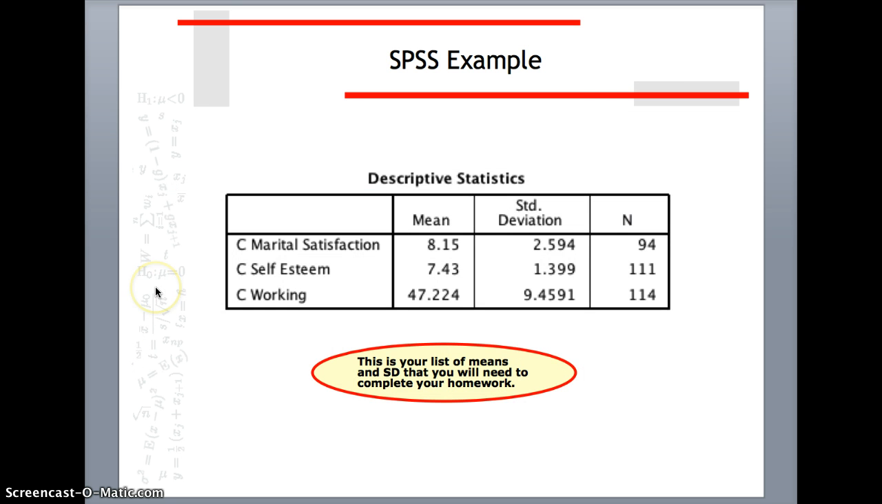So once you've done that, you'll get an output file that looks like this. Here first are those descriptive statistics, which are the means and standard deviations. You can see here it is for what we chose: marital satisfaction, self-esteem, and working. It's the mean for each, standard deviation, and the number.